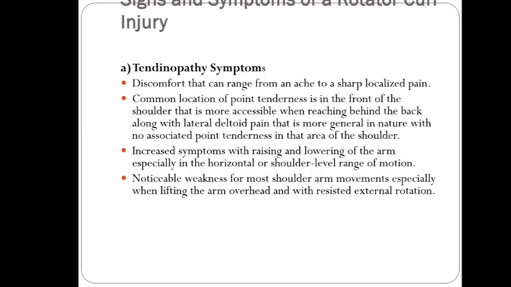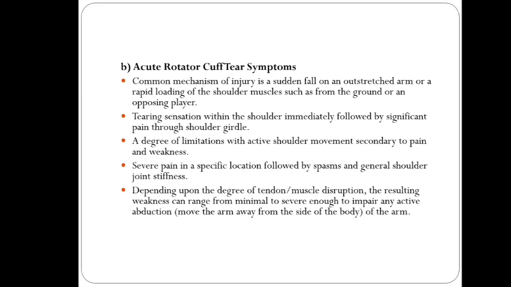or with resisted external rotation. So there could be acute rotator cuff tear symptoms, where the common mechanism is a sudden fall on an outstretched hand or rapid loading of the shoulder muscle, like from the ground or an opposing player. There could be a tearing sensation in the shoulder immediately followed by significant pain. Degree of limitation with active shoulder movement secondary to pain and weakness. There could be severe pain in a specific location followed by spasm and diffuse shoulder joint stiffness. So depending on the degree of tendon or muscle disruption, the resulting weakness can range from minimal to severe enough to impair any active abduction of the arm.